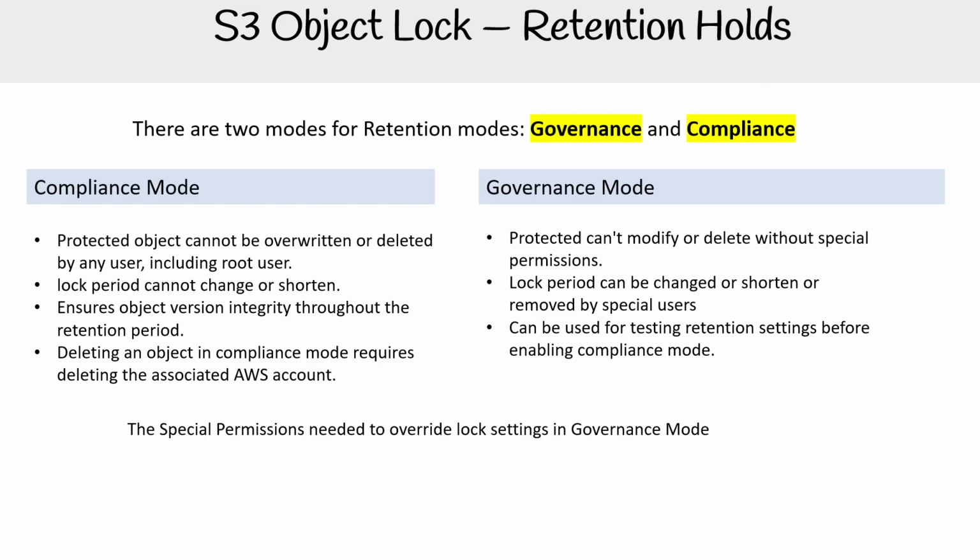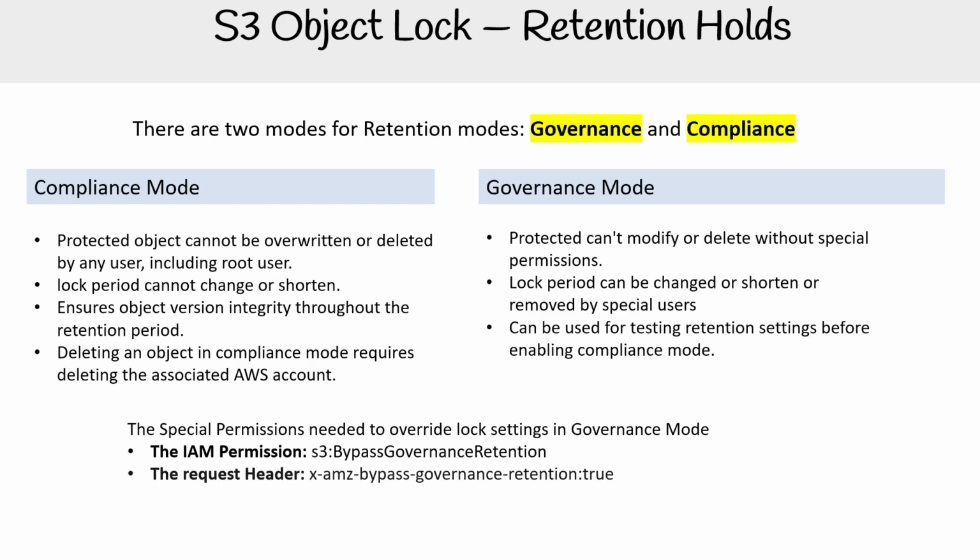There are special permissions needed to override the lock settings in governance mode, because governance mode allows you to override and to change things. You'll need to have the s3:BypassGovernanceRetention permission. You need to pass along that request header. If you're using the AWS CLI, it's going to automatically add that header in there for you. You can use the AWS S3 API PutObjectRetention, and that's going to change the lock settings there.